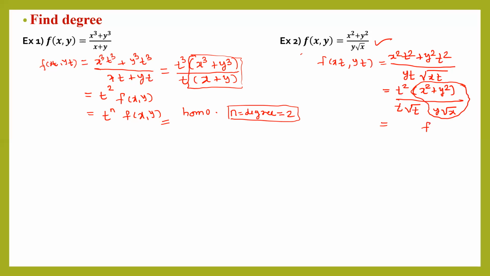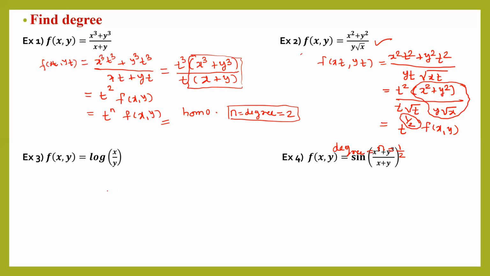So this is our original function f of xy, and find out the power of t. When you simplify, we can cancel one t, and this will be t raised to half. So again we have the same form, t raised to n f of xy. So whatever is the power of t, that is our degree. So here n is equal to half. This is the degree for the function x square y square upon y root x.